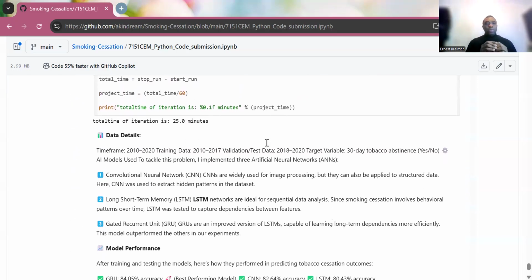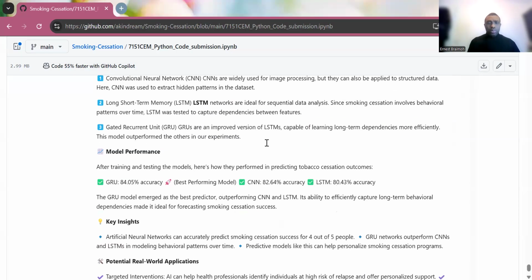So from 2010 to 2017 was used for the training, and 2018 to 2020 was used for the testing. At the end of the day, we discovered that the performance gave GRU 84.05% as the best model that we used. It was able to predict at least 4 out of 5 persons accurately. CNN also did well, and LSTM got 80.43%. So they also did well, but the GRU was the best in this case.